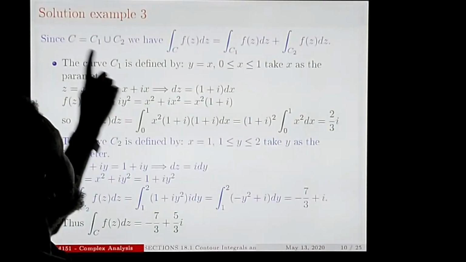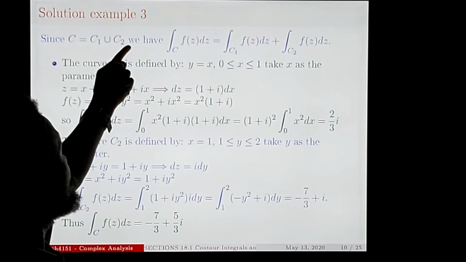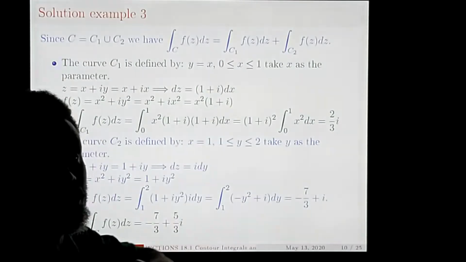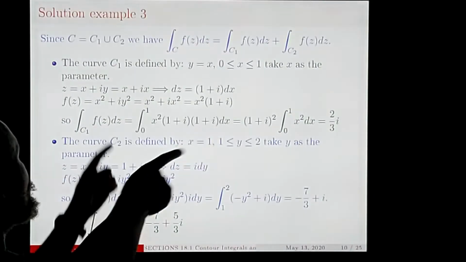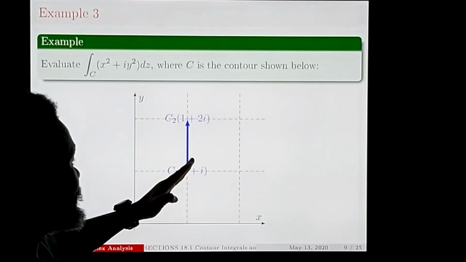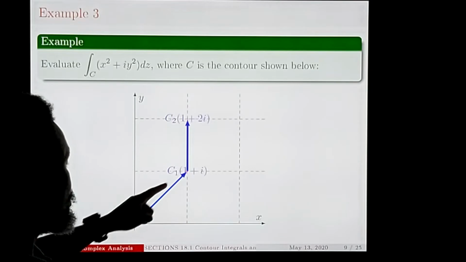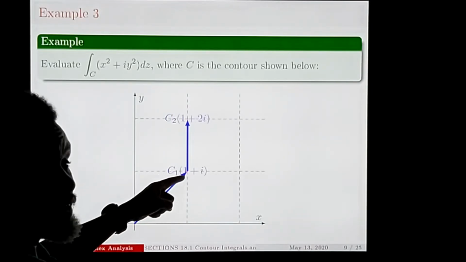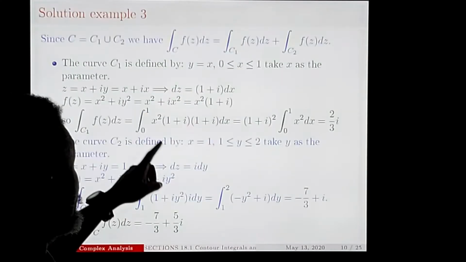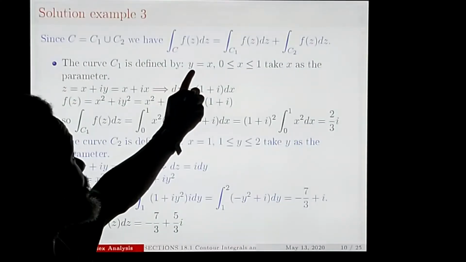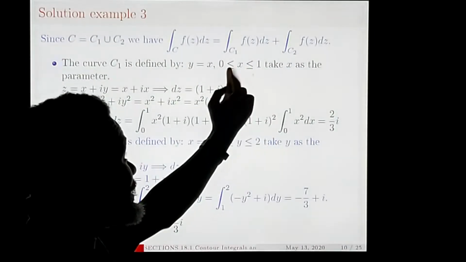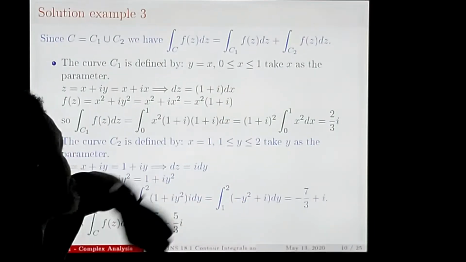So since C equals C1 union C2, the integration over C is the same as the integration over C1 plus the integration over C2. So what is C1? What is C2? Now C1, I want you to remember, is just the line from 0, 0 to 1, 1. It means that this line is like y equals x, but x runs from 0 to 1. So curve 1 is y equals x with x lying between 0 and 1. So we treat x as a parameter and we perform this integration.